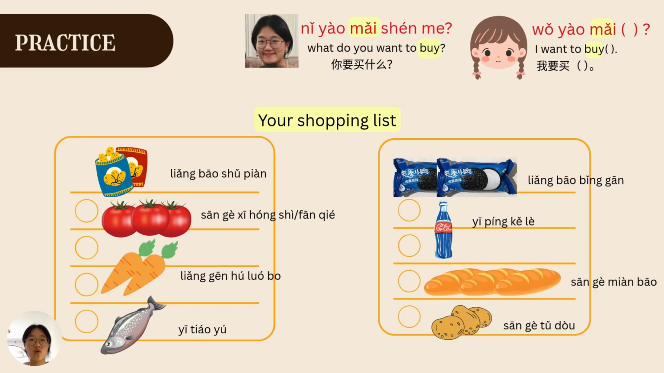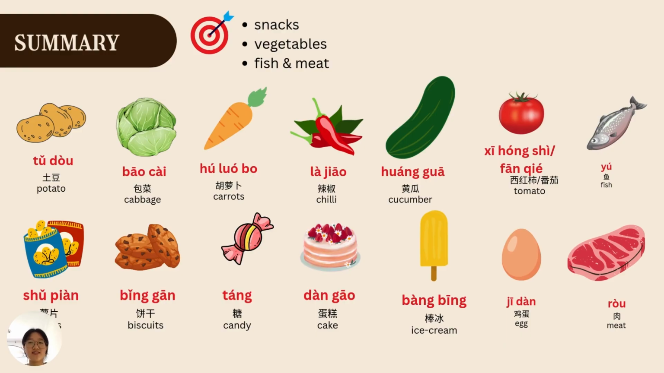Please repeat after me. What do you want to buy? 你要买什么？I want to buy. 我要买2包薯片。我要买3个西红柿。Or 我要买3个番茄。我要买2根胡萝卜。我要买1条鱼。我要买2包饼干。我要买1瓶可乐。我要买3个面包。我要买3个土豆。Great job!